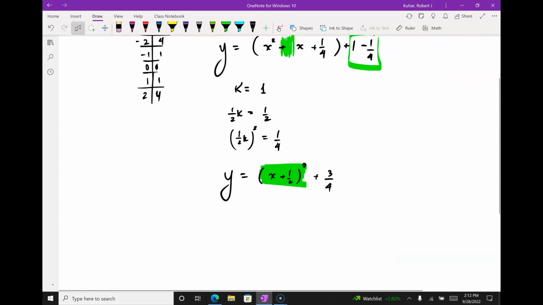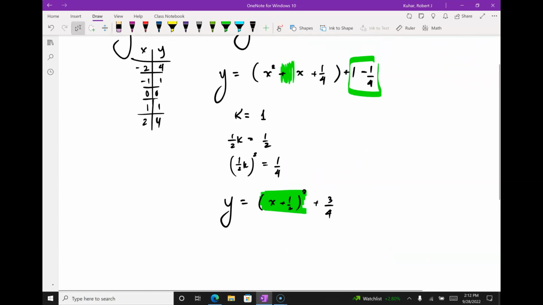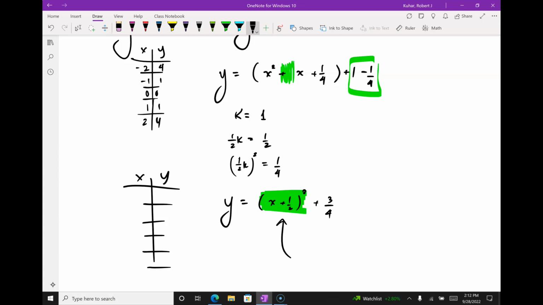So there it is. What's happening to my table? What's going to happen to my table in this case? What am I doing to the inside value? What am I doing on the inside? Adding 0.25 or 1/4, right? But I have to think inversely for the inside. So all my x's are going to move by minus 1/4, right? So what? Minus 0.75, minus 0.75.